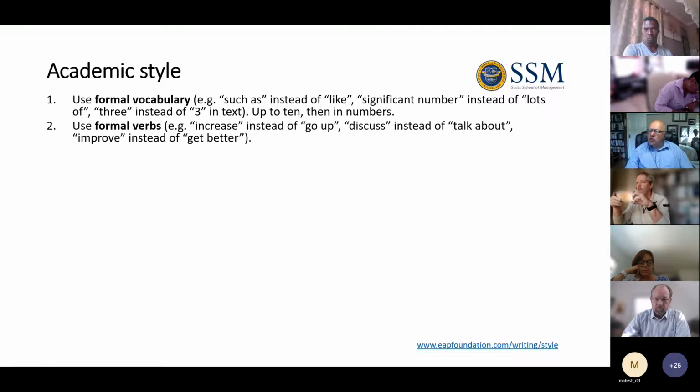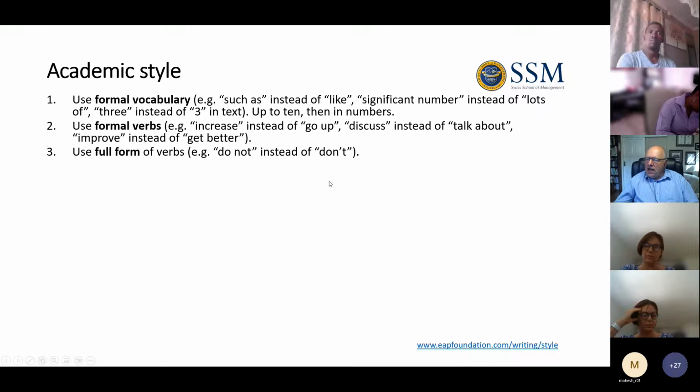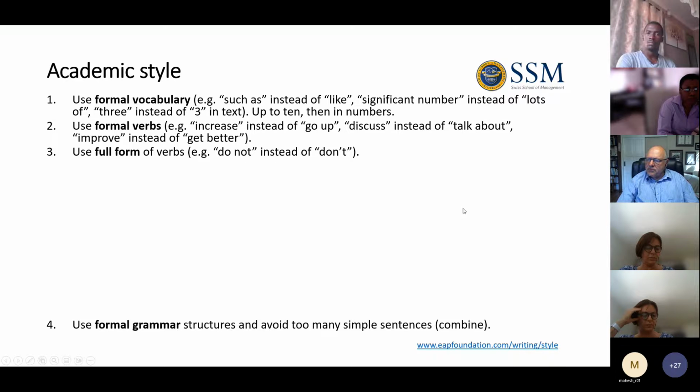The second one is use formal words. Instead of, the stock price went up, you must say it increased, or, was elevated. You use more formal language. You use terms like discuss instead of talk about, improve instead of get better, etc. You use the full form of verbs also. You do not use don't, for instance, or I can't, he couldn't do that. You use do not, you actually use the full form.